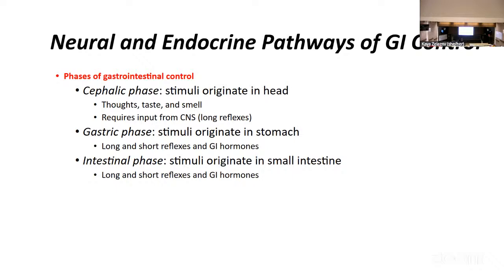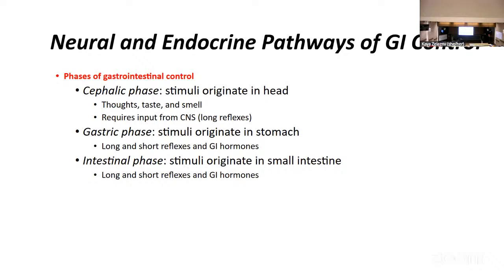So we're going to be thinking about your stomach sensing: is there food in the stomach or not? How stretched out is the stomach? How acidic is the stomach? That's the kind of thing we're thinking about with gastric phase control. And that will have some influence on the stomach itself, but we have some hormones that get out into your bloodstream from there as well.